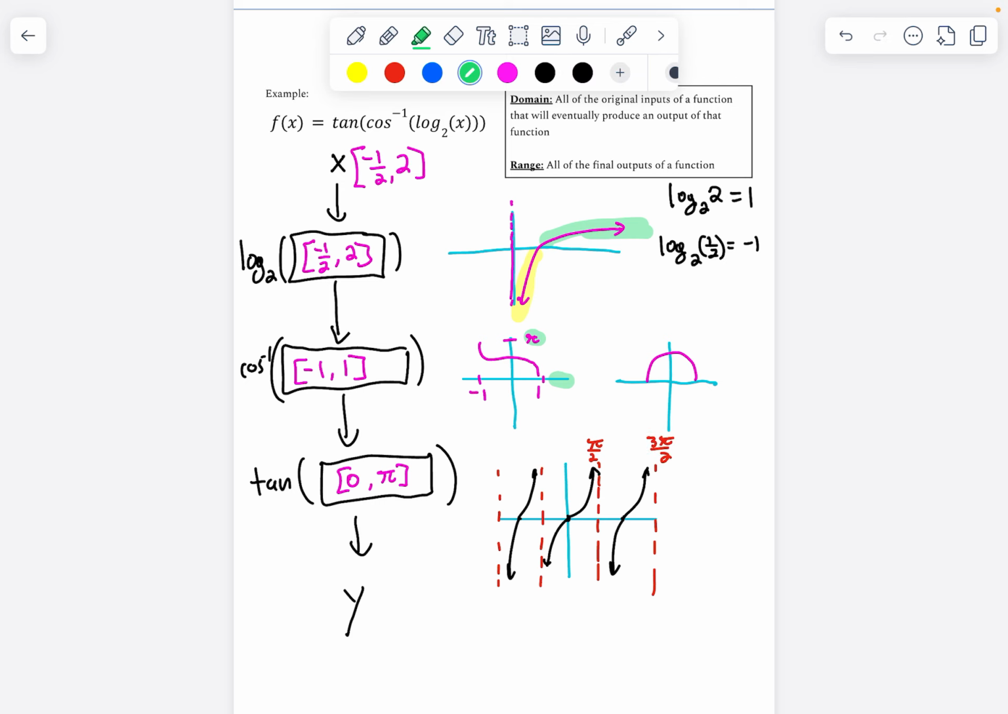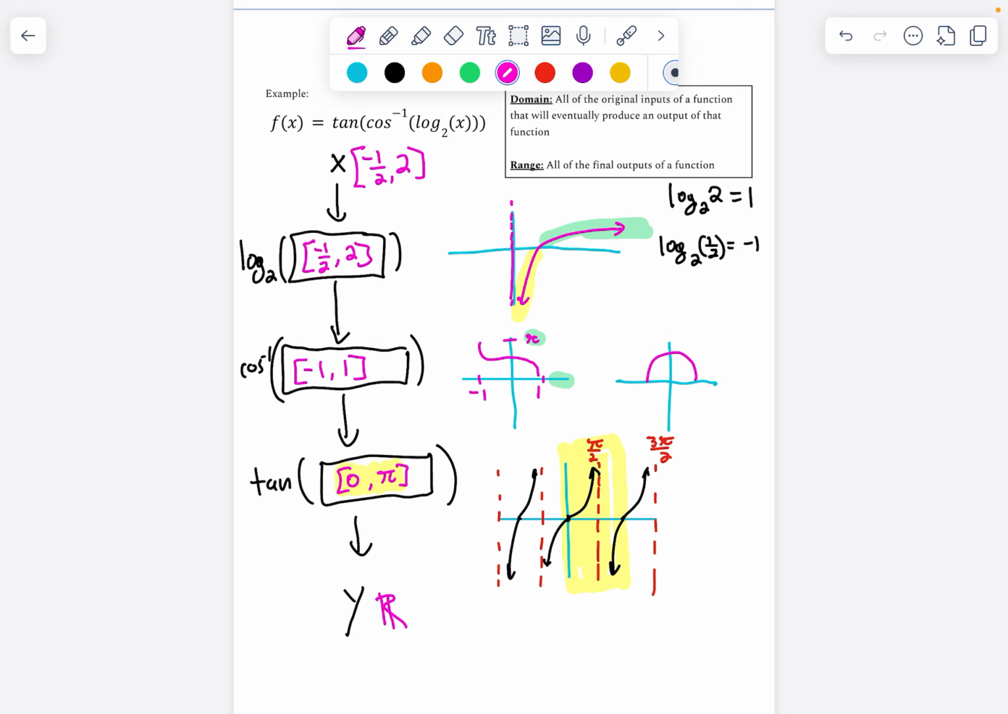Now, we're only taking tangent of everything from 0 to pi. So we only need to look at the tangent graph from 0 to pi, which is this slice of the tangent graph right here. If we look at it, we see we actually get out everything from 0 up to infinity, and from negative infinity back to 0. So we'll get out all real numbers. So our final set of outputs is everything, all real numbers.